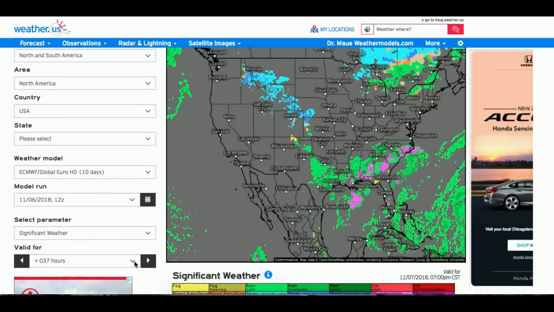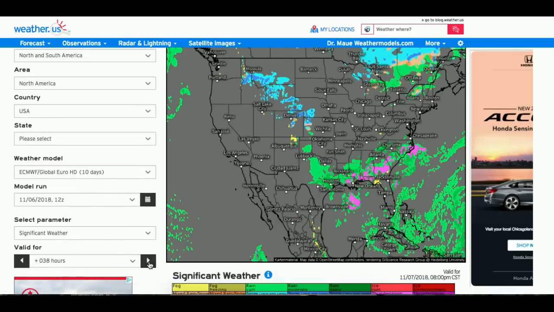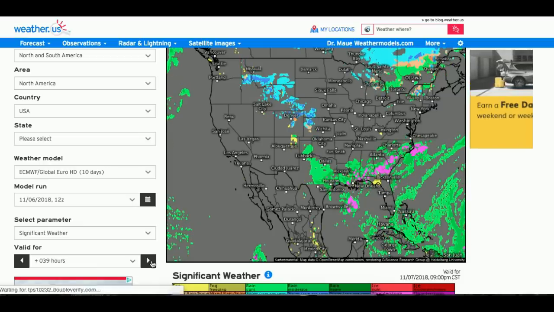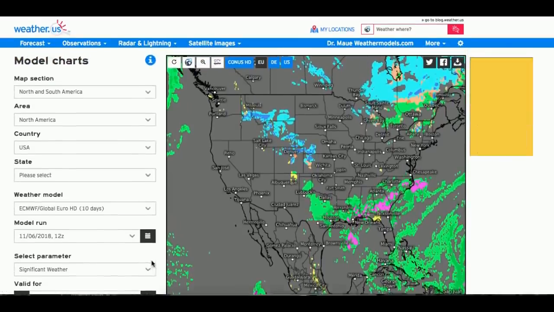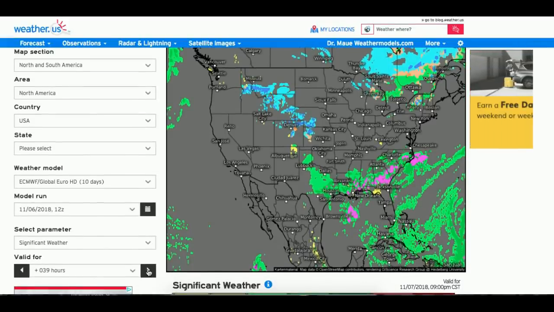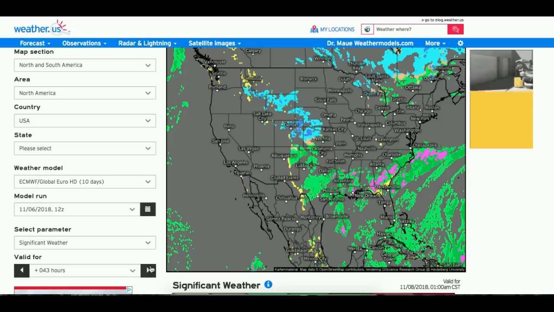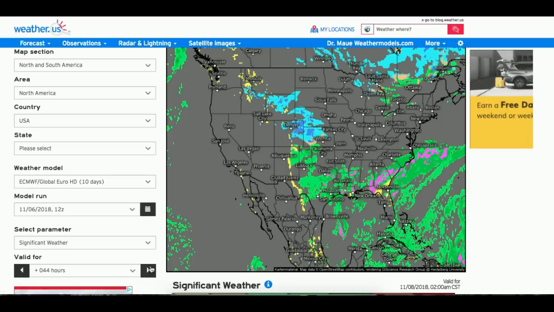So let's just take this hour by hour. We are looking right now at significant weather. The blue is the snow, the green is the rain, and the purple is the thunderstorms. So let's go through this. We are looking right now at 39 hours out. So this is sometime around Thursday during the day, and we start seeing the storm starting to gather some strength.